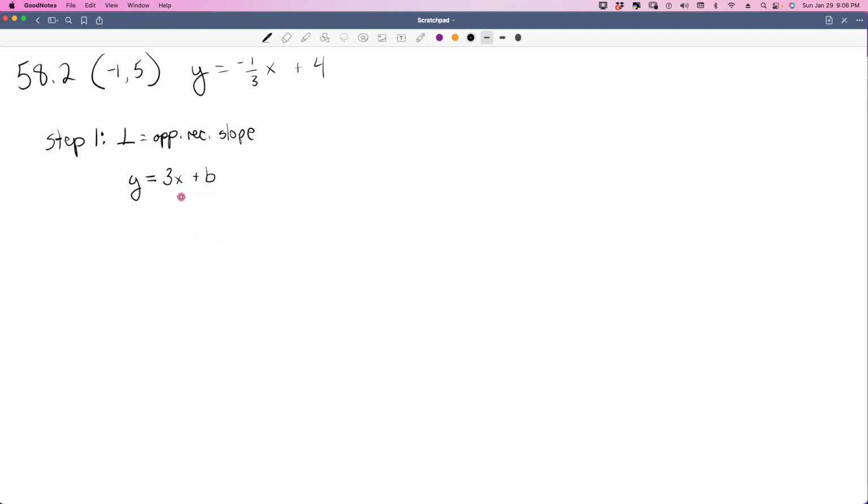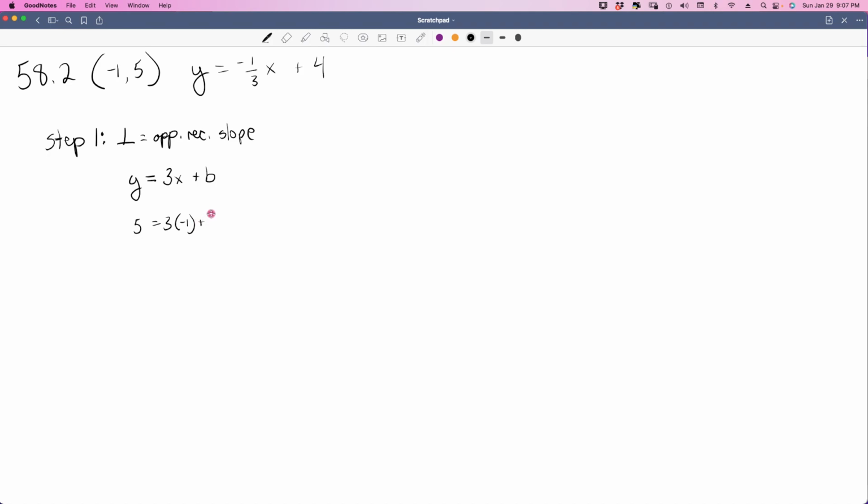Now we are going to substitute to solve for the point of intersection. So here's our point, and we're going to figure out where it intersects here. We're going to sub in the y and the x values. The y is 5, and the x value is -1.